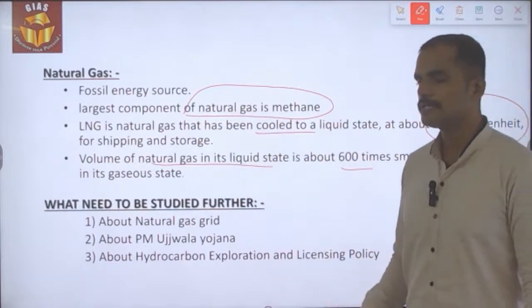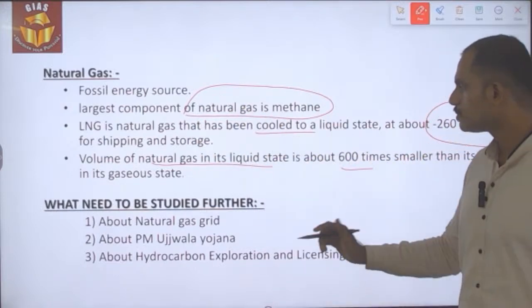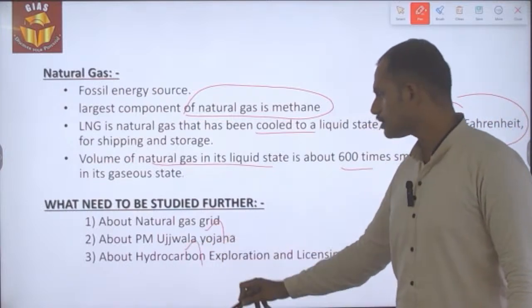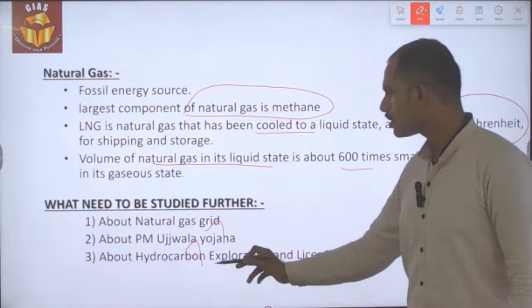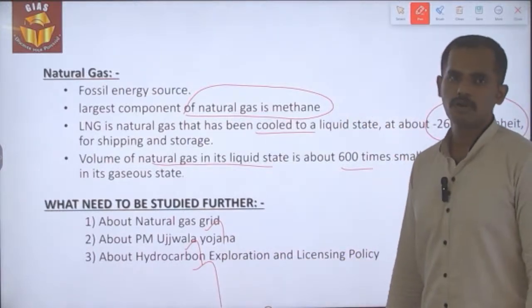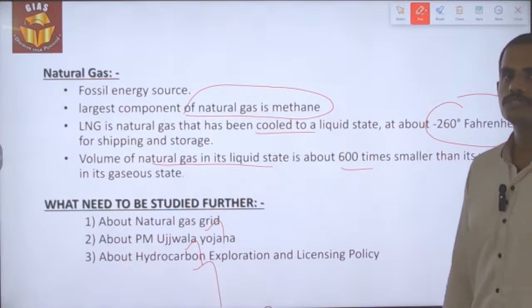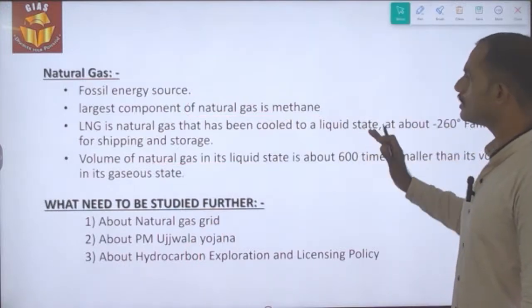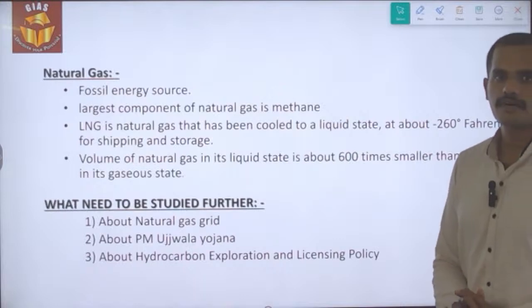So what are all the things which we need to be further aware of? We should be aware of the natural gas grid. Secondly, we should also be aware of Pradhan Mantri Ujjwala Yojana. Thirdly, we should also be aware of the hydrocarbon exploration and licensing policy. So these are the other areas which we need to be further aware of. And with this, we have reached the end of this topic.